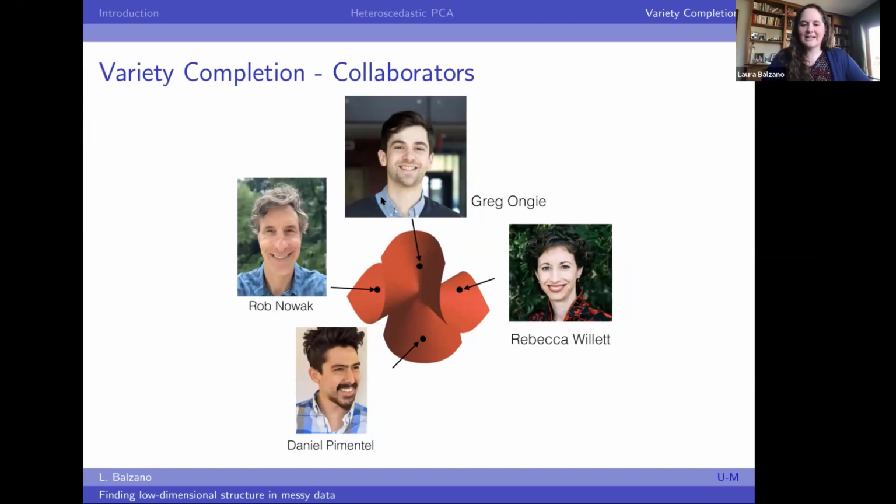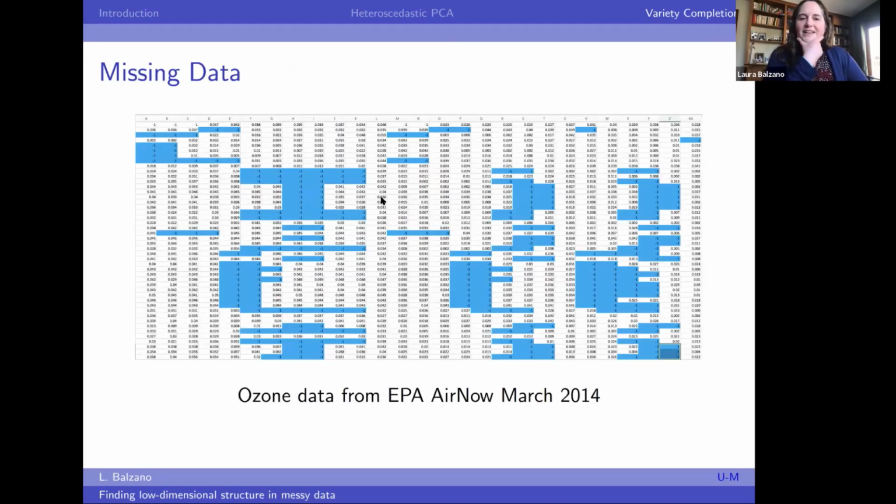First, these are my collaborators for this work. Greg Anji, who's a first-year assistant professor at Marquette now, but was my postdoc when we started this work. Rob Nowak, Daniel Pimentel at Wisconsin, and Rebecca Willett, who's at the University of Chicago.